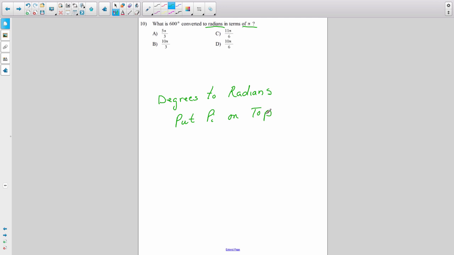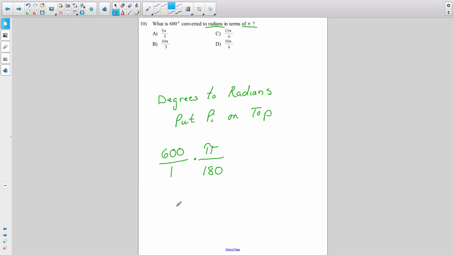So look at what we're saying. Ready? You want to go from degrees, right? So we were given 600. Just put it over 1 to make everything line up nicer. Now if I'm going to radians, I always say pi's on top. Okay, so let's put pi on top and 180 on the bottom.